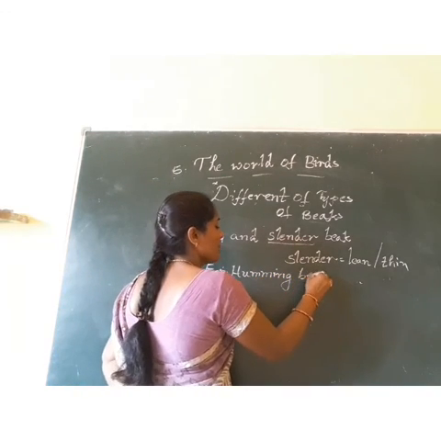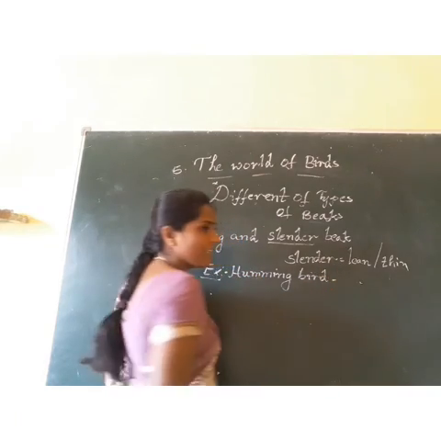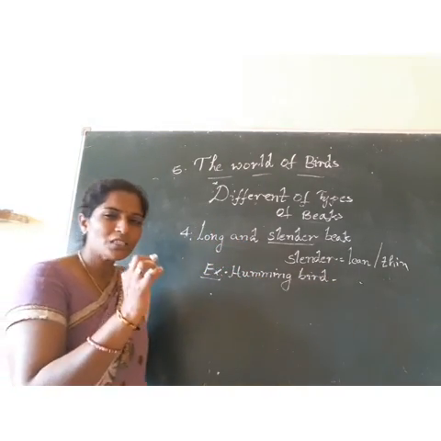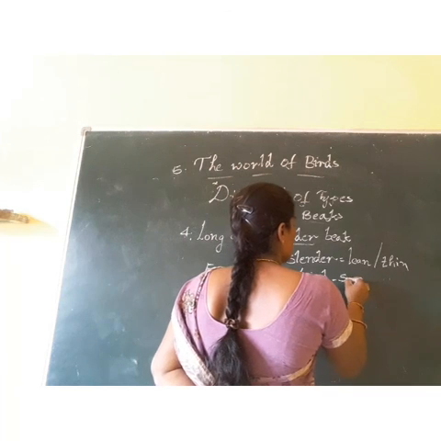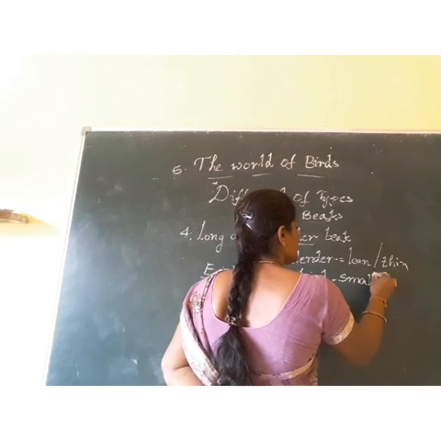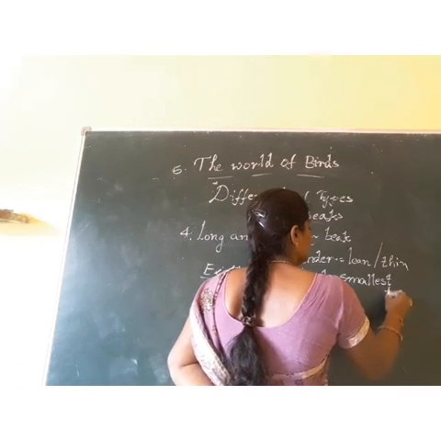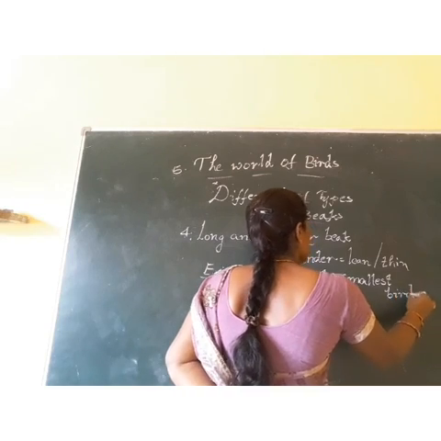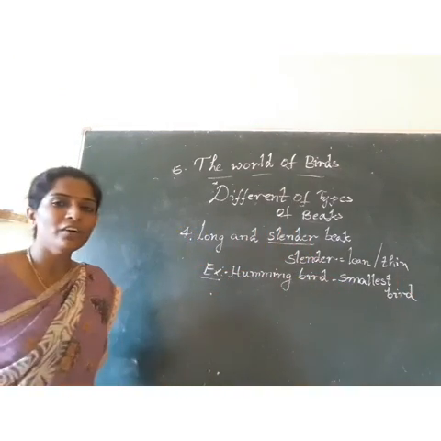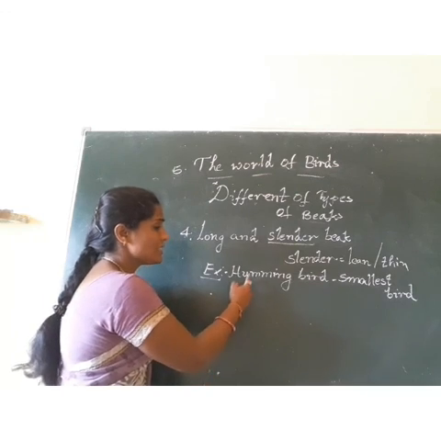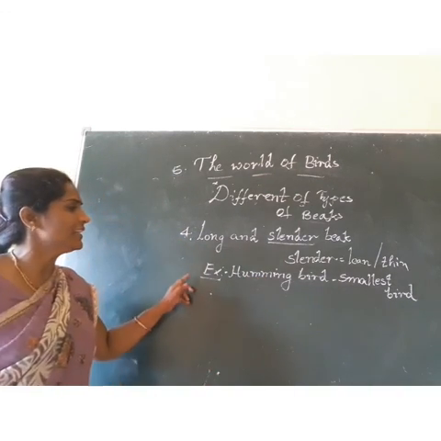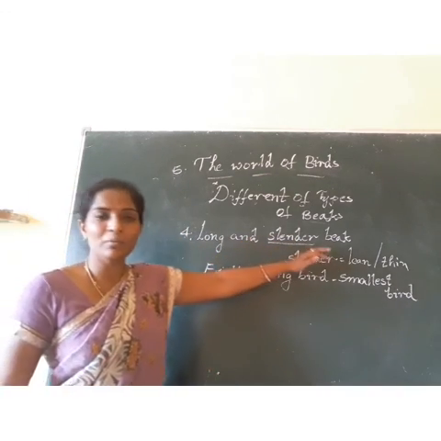And this has one specialty. What is that? Very smallest bird. The smallest bird in the world is the hummingbird. Okay children? The smallest bird in the world is the hummingbird. These hummingbirds have this long and slender beak.